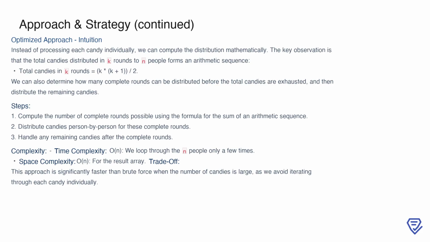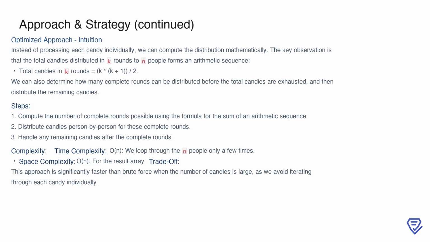Using the formula for the sum of such a sequence, we can calculate the total candies distributed in k rounds as k(k+1)/2. This allows us to determine how many complete rounds can be distributed before running out of candies. Once the total number of rounds is identified, we can distribute the candies for these rounds person by person, and then handle any remaining candies separately.